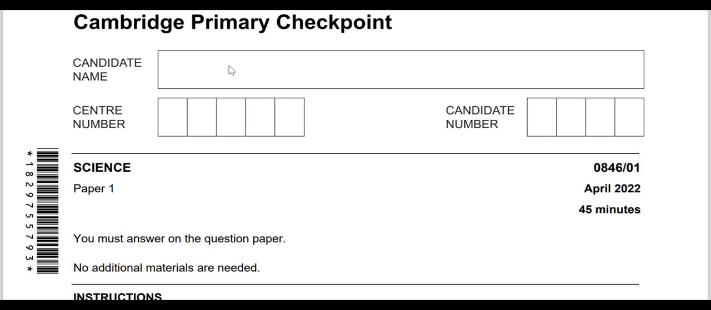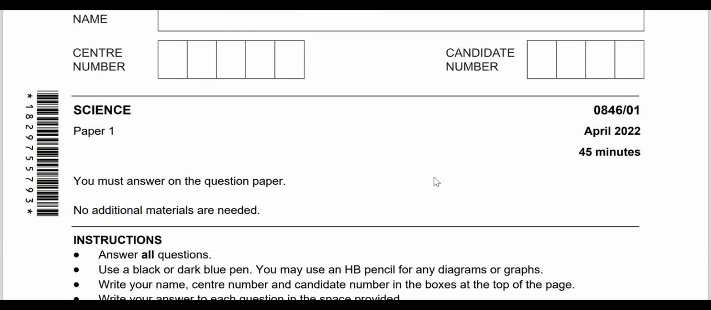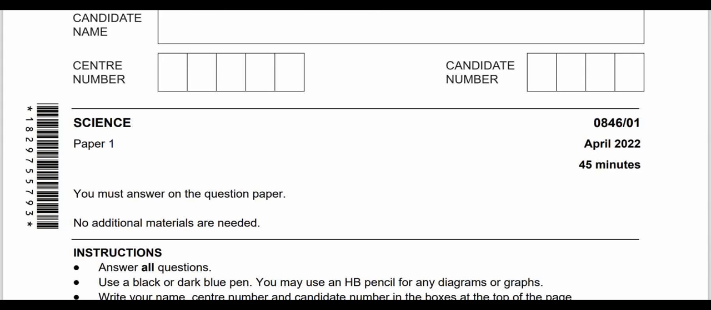Today we're going to discuss Cambridge Primary Checkpoint, as requested by many of our subscribers. This is science paper 1 with the past paper code 0846/01 April 2022, 45 minutes, Cambridge Assessment International Education. If you follow this video till the very end, we'll display the full screen of the questions only, so you may take a screenshot and save it on your laptop or print it out while doing this quiz. Now let's get started with the discussion.